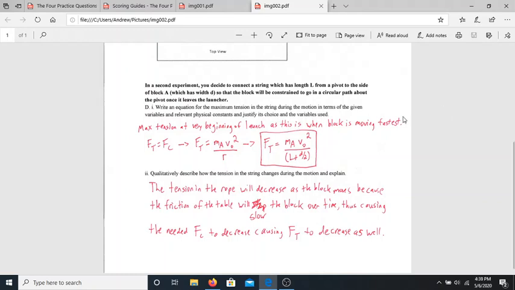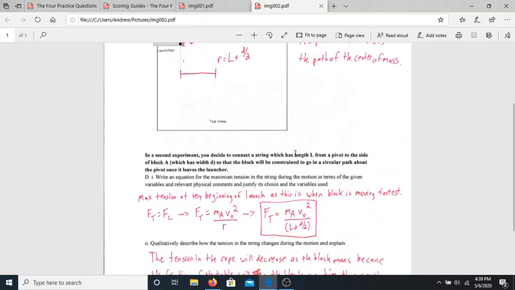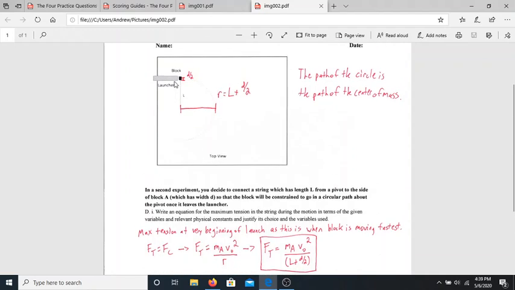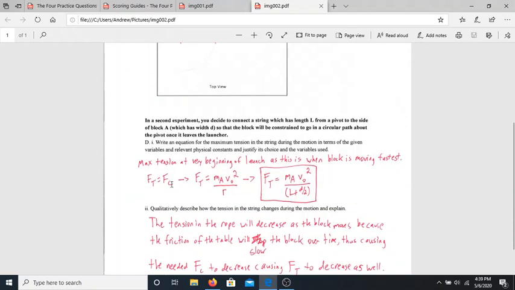We identify first what is keeping this going in the circle. And we know if this thing's going in a circle, it must be experiencing a centripetal force, which means that something has to be providing that centripetal force. In this case, it's the rope. And the rope is providing a tension force. So we say Ft equals Fc.